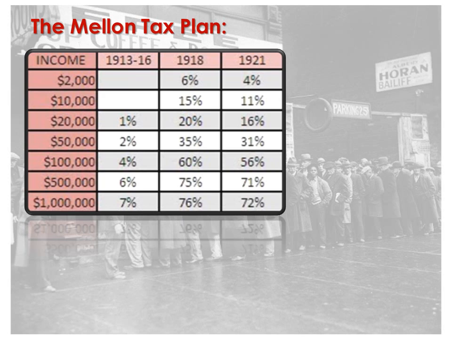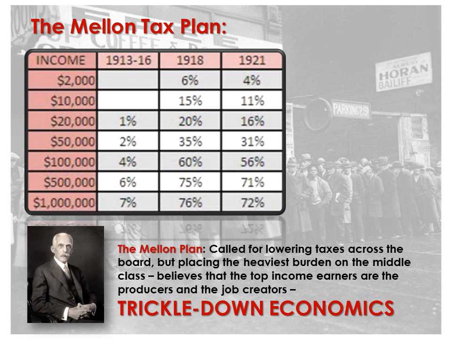Look at 1921, people. Tax rates are going down. 4% on those in the lower income brackets, and then you go to 72% if you're making $1 million. Now, you're saying, yeah, but that's not a lot. Look at what happens under the Mellon Plan. The Mellon Plan is going to call for the lowering of taxes across the board, but placing the heaviest burden on the middle class. He believes that top income earners are the producers and the job creators, and you saw this under William McKinley. It's called trickle-down economics.